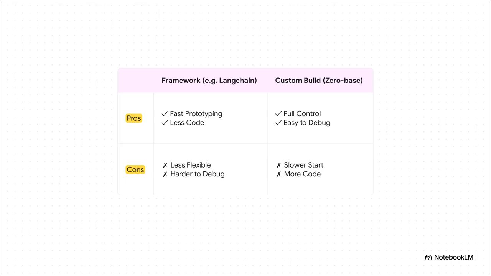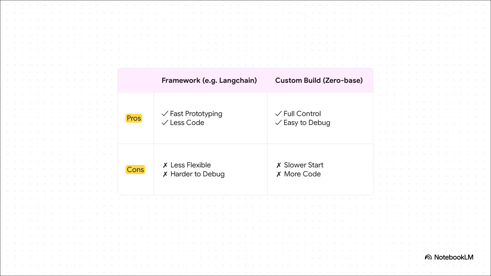It really boils down to speed versus control. On one hand, you can use a framework like LangChain. The pro? It's amazing for fast prototyping. You can get something working very quickly with less boilerplate code. The con, though, is that it can be a nightmare to debug, and you're kind of stuck with the library's logic.